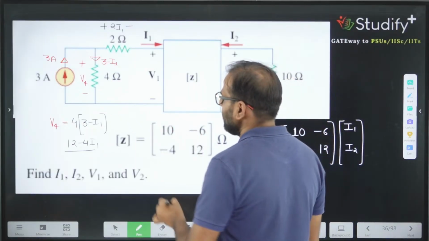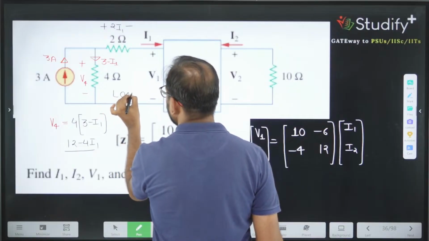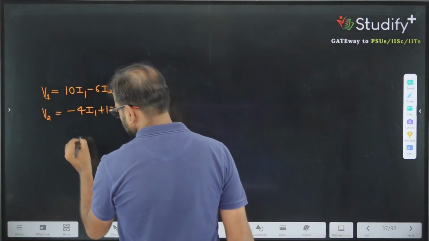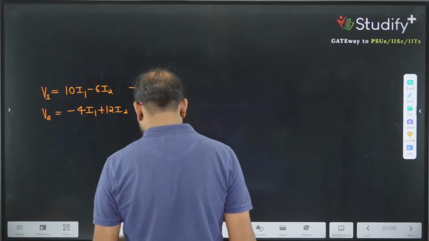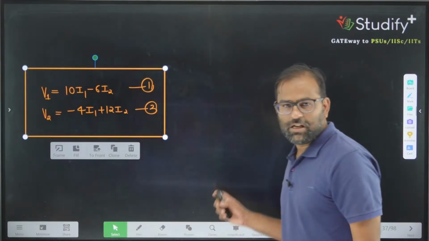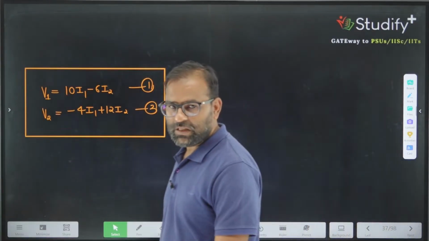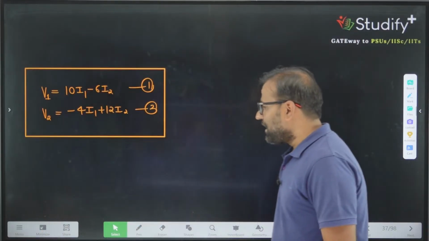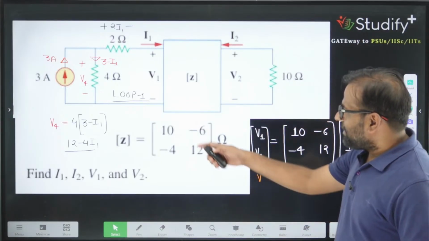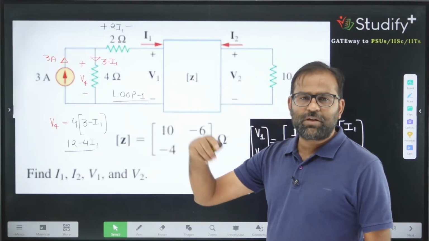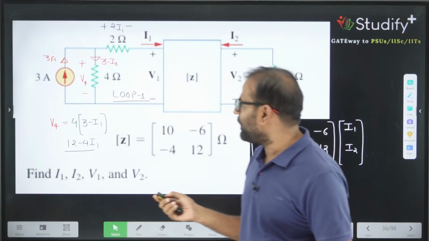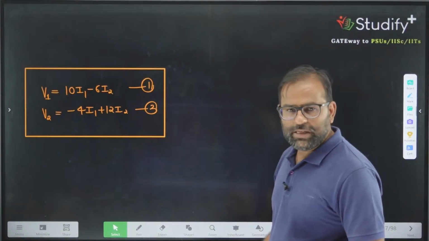A very simple KVL can give you the answer for this V1 voltage. I am calling this loop number 1. What is the KVL of loop number 1? These 2 equations are given by the two port directly. Now we are applying KVL to loop number 1 because we are interested in the 4 variables. For calculating 4 variables, 4 equations are required. So 2 equations are already available, and we need 2 more.